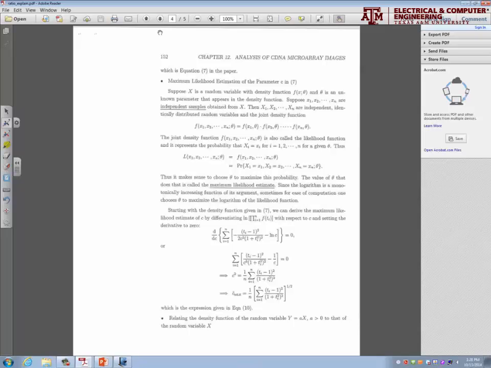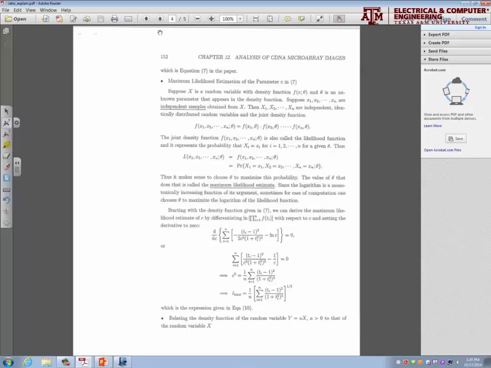It would make sense for you to try to select theta to maximize the probability of seeing what you actually saw. That's the idea behind the maximum likelihood estimation. So it makes sense to choose theta to maximize this probability. The value of theta that does that is called the maximum likelihood estimate. Many times, you can just take the log, since the log is a monotonically increasing function. For ease of computation, one chooses theta to maximize the log of the likelihood function, and that's what is typically done.